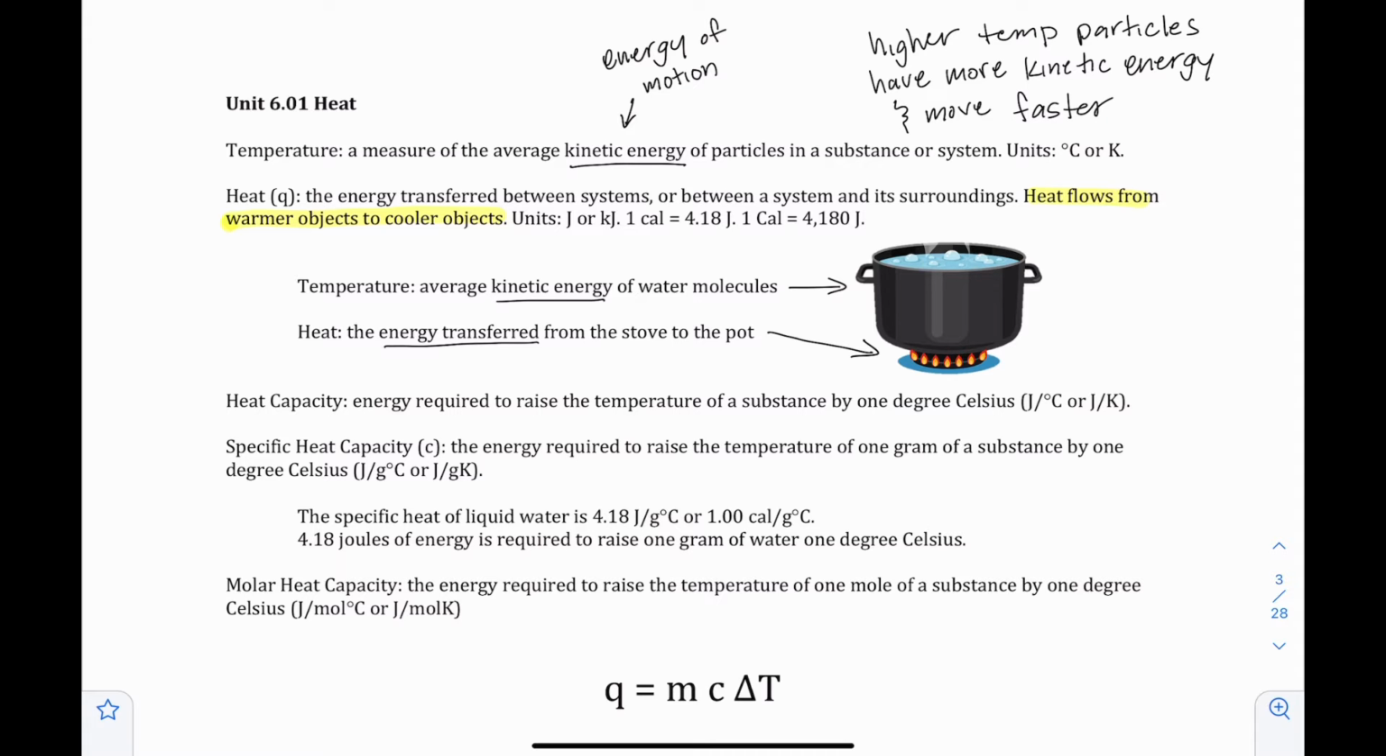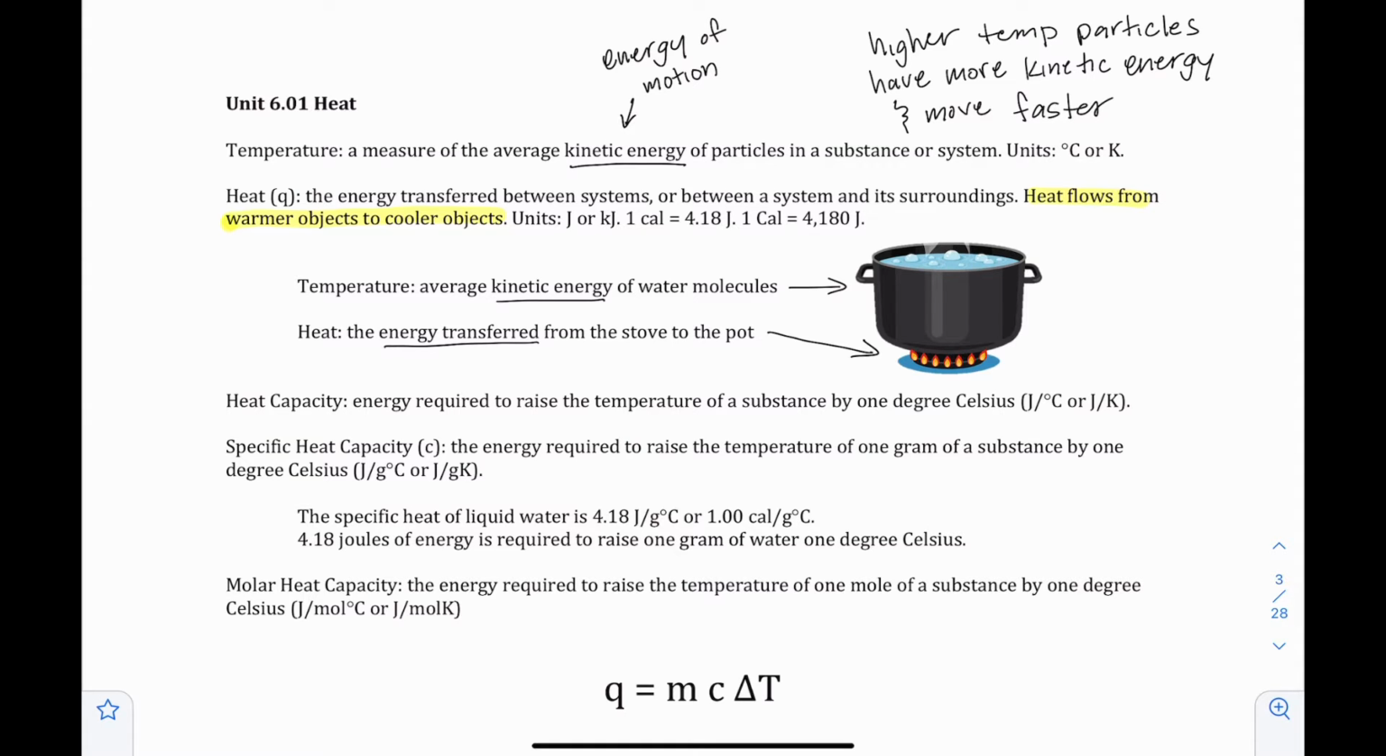Now here's an example of temperature versus heat. Here's a pot of boiling water. The temperature is the average kinetic energy of the water molecules, so how fast those water molecules are moving around. The heat is the energy transferred from the stove to the pot, so from the hot system to the cooler system.